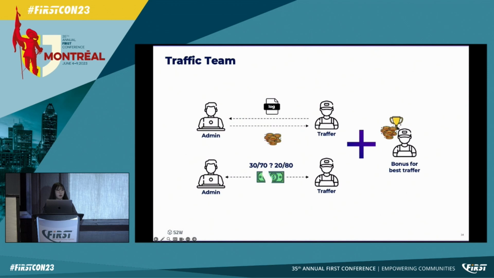Traffers, as part of the traffic team, earn money based on the number of valid logs they get by spreading the stealers, or a percentage of the revenue their team earns by selling their logs. They also receive bonuses for getting the most logs.